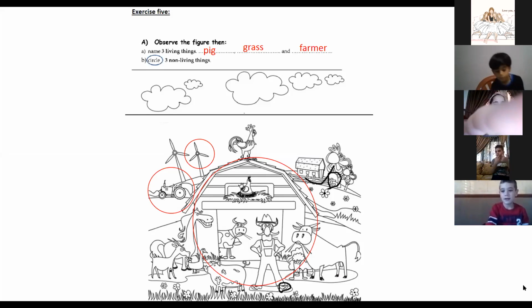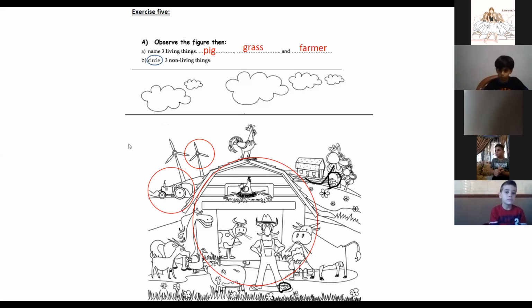Malik, did I ask you? Yes? Miss, yes, you asked me. Lauren, did I ask you? Yes, you asked me. Okay. Another page. Okay. I'm going to ask one more question and then we're going to stop.